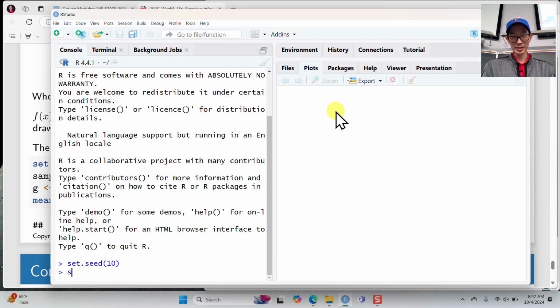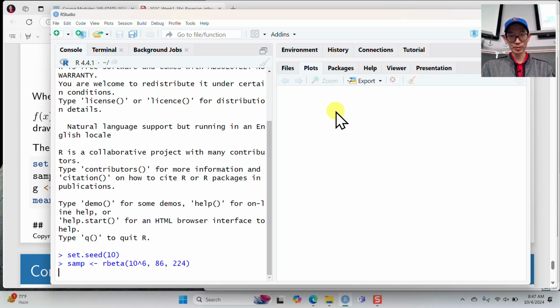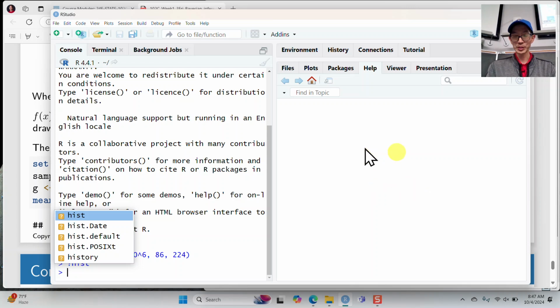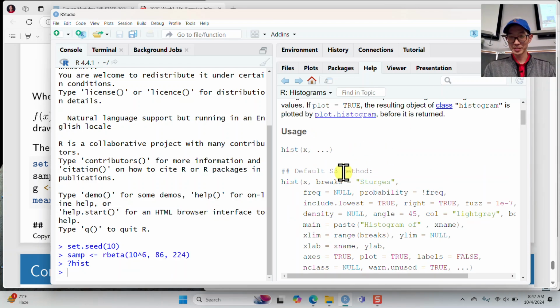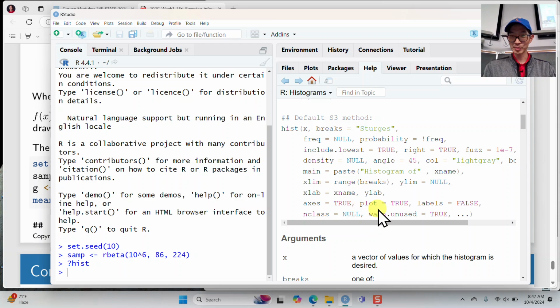All right, so what did we do? We sample rbeta 10 to the 6, 86, 224. Okay, how do I set my Y limits on the histogram? I always forget. Xlim, Ylim, right? Oh, I want the Xlim, not Ylim. You're right. Okay, so I want a histogram of my sample with the X limits equal to 0 and 1. Is that right? I'm scared.